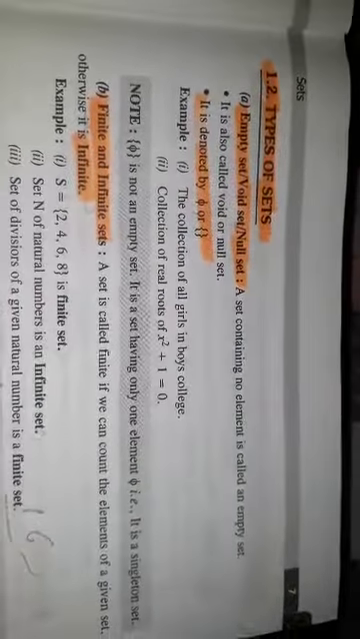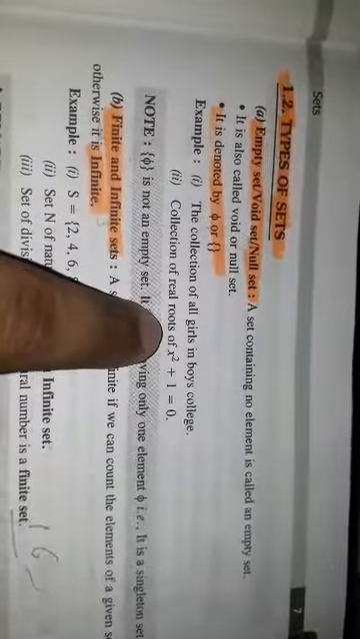Now, the collection of all real roots of x square plus 1 is equal to 0. Can you imagine, whether we put a negative or positive number and add 1, we get 0? So there is no real value of x for which this equation is satisfied. So for finding the roots, the set is empty. Okay.